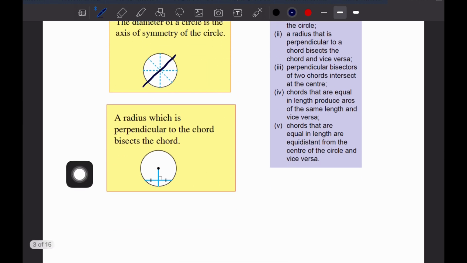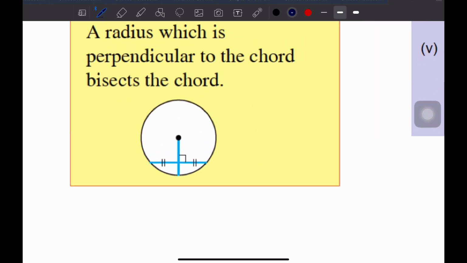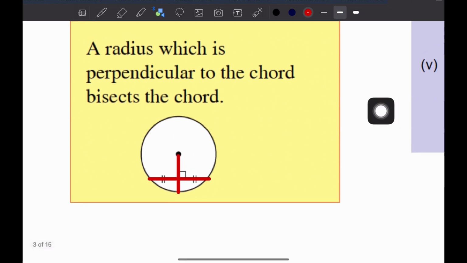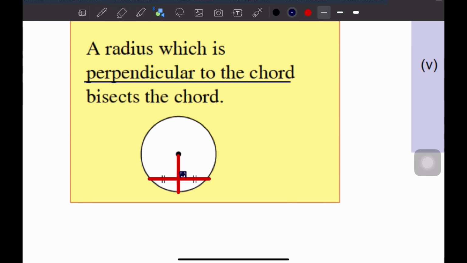And the second one, a radius which is perpendicular to the chord bisects the chord. For example, apa maksud dia? Kita ada chord. I zoom. For example, you have a chord over here, and you have a radius. When these two intersect, it actually produces a 90 degrees angle over here. So that is why we call it perpendicular to the chord, and bisect.